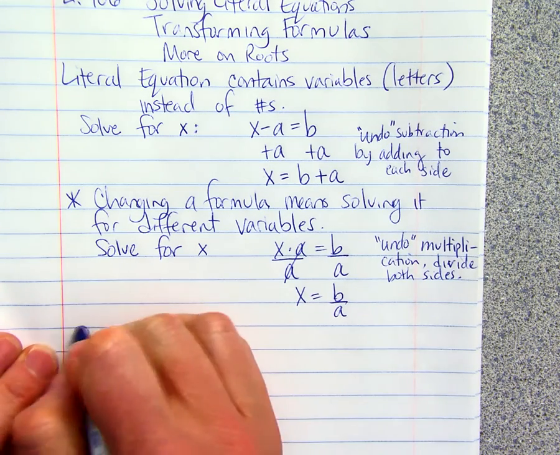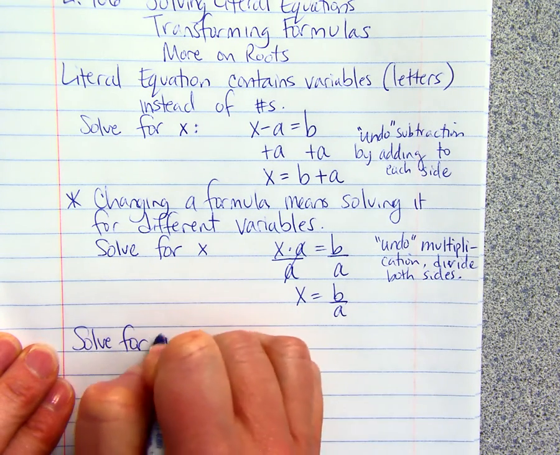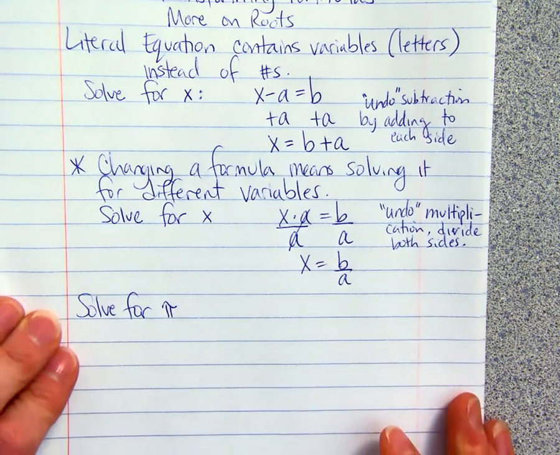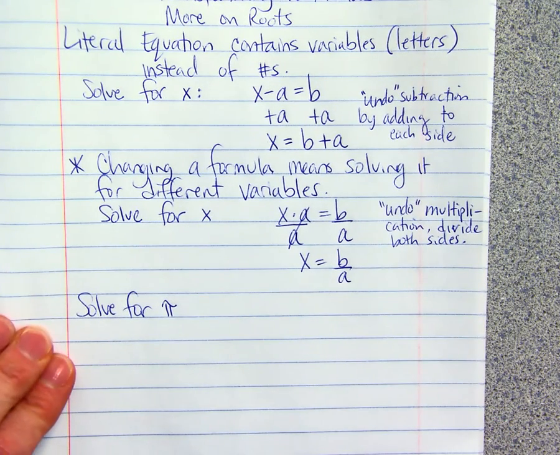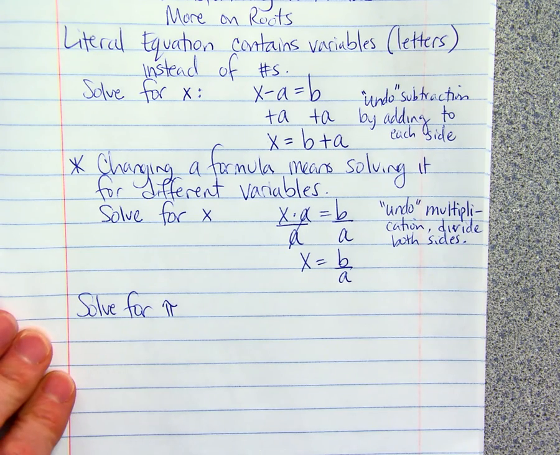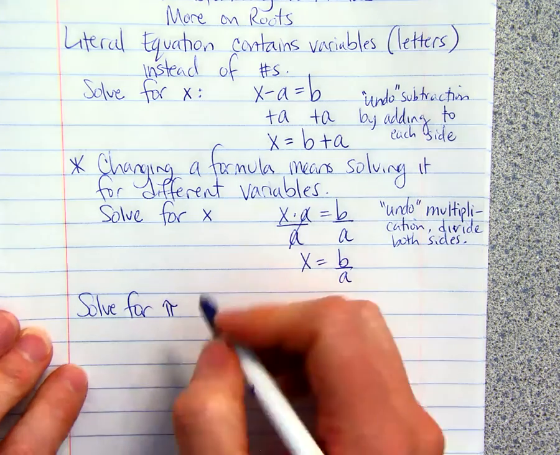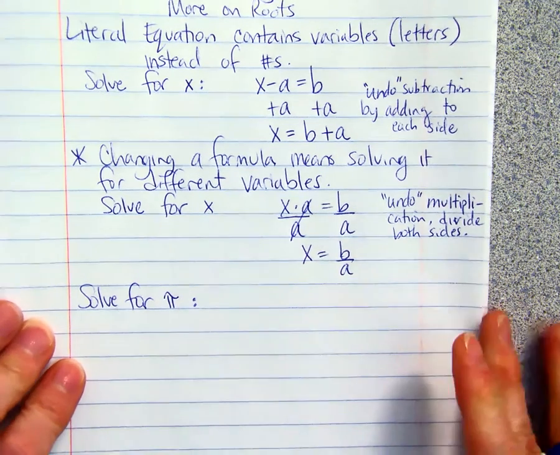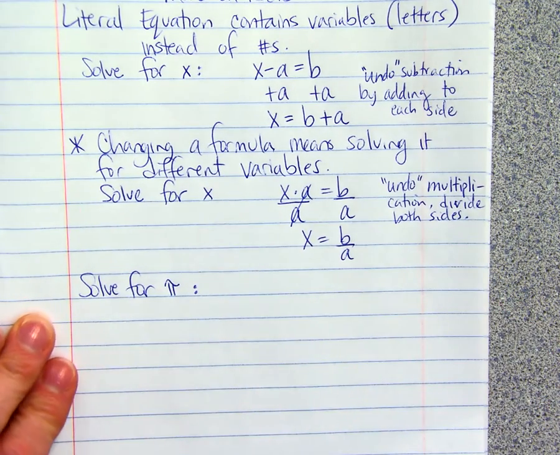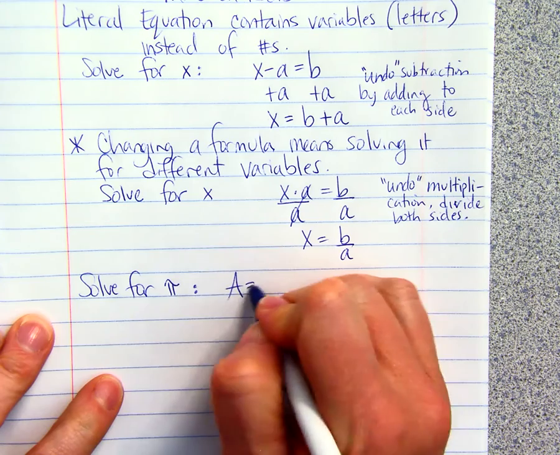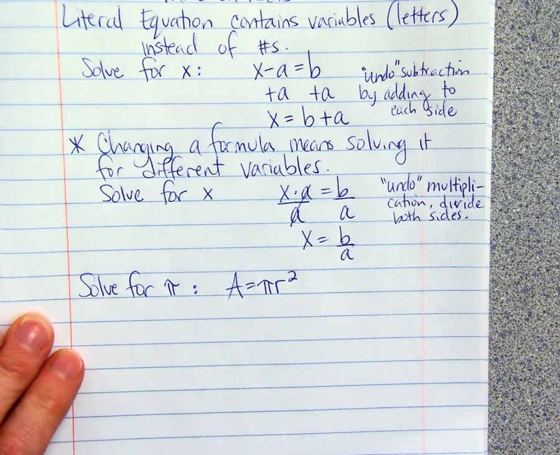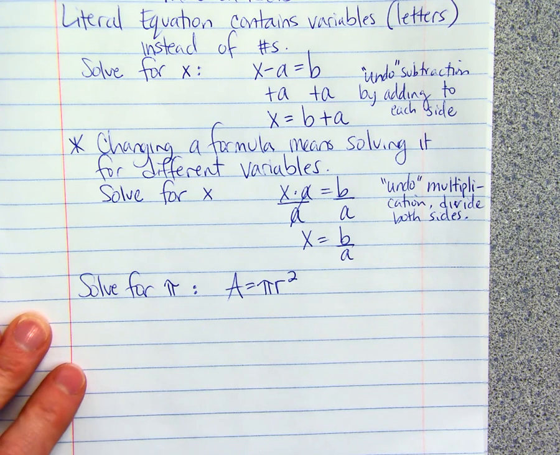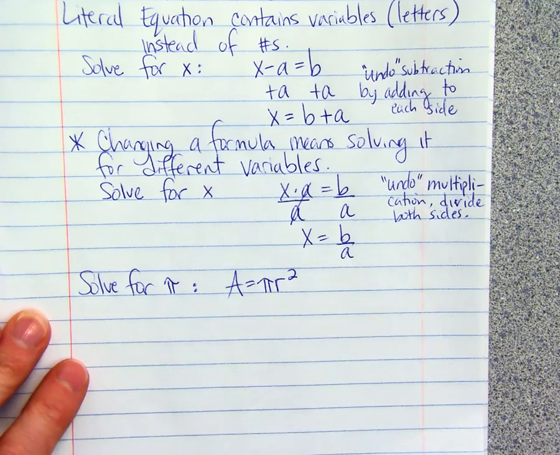Here's another example. Solve for pi. Now in this equation, they're going to have pi. And I told you at the beginning that literal equations only contain variables, and pi is a number. So either I lied or I felt like the letter pi counts as a letter. It's not really a variable because pi is a number. So a equals pi r squared. You guys have seen this before? This is the formula for area of what shape? Say it out loud. Circle.